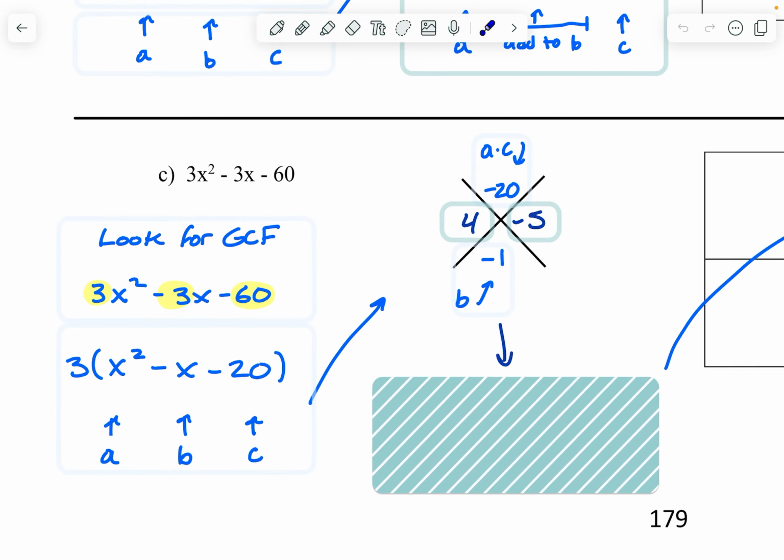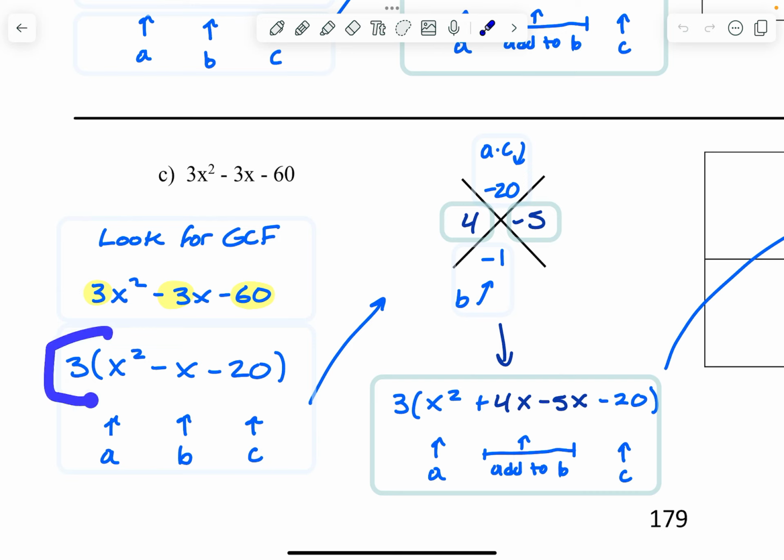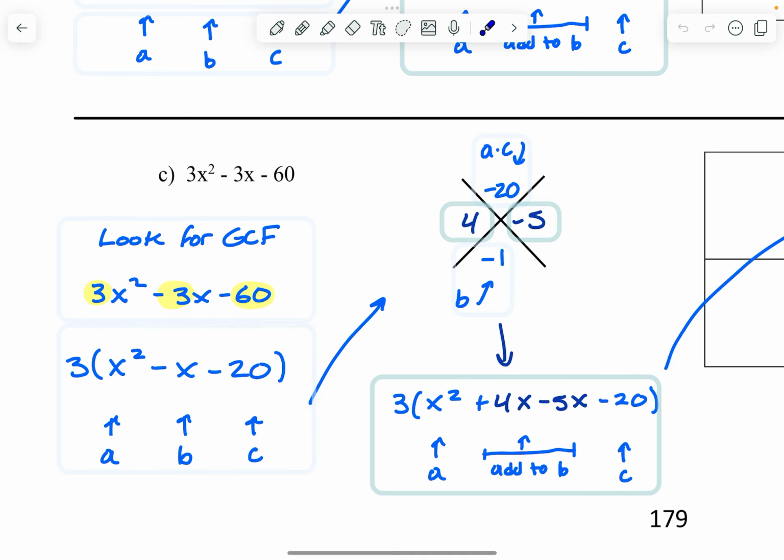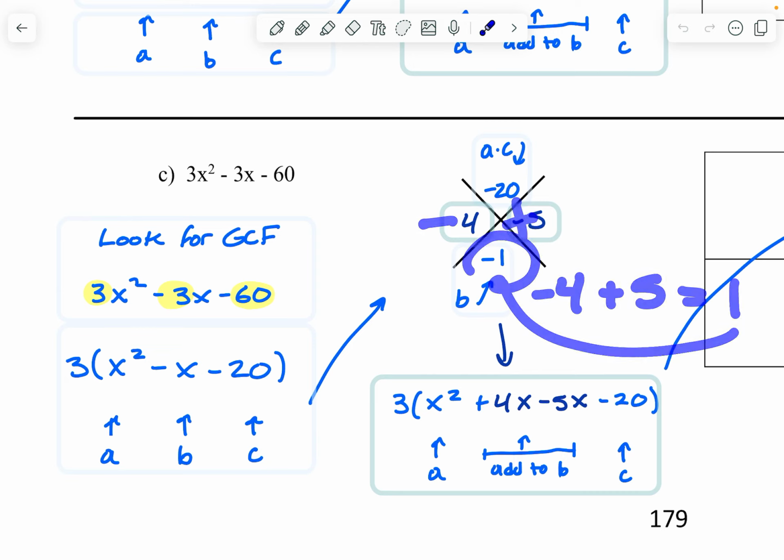So now we re-express. Instead of having 3 times x squared minus x minus 20, we write 3 times x squared plus 4x minus 5x minus 20. Only change is that instead of having b, we have two numbers that add to b. Now, if you were trying this problem before, and you had negative 4 and positive 5, that sums to 1, not negative 1 like we needed it to.